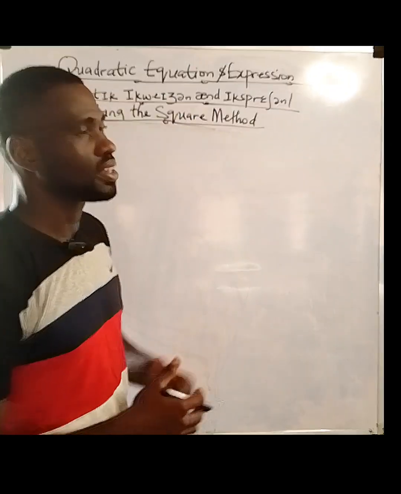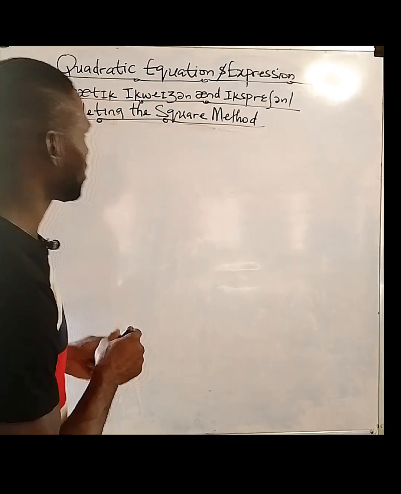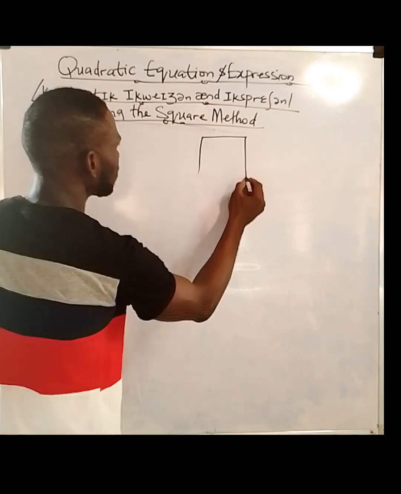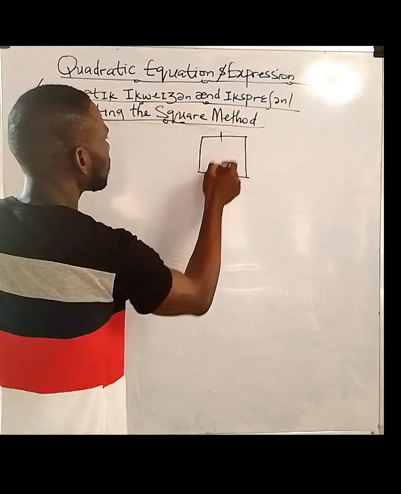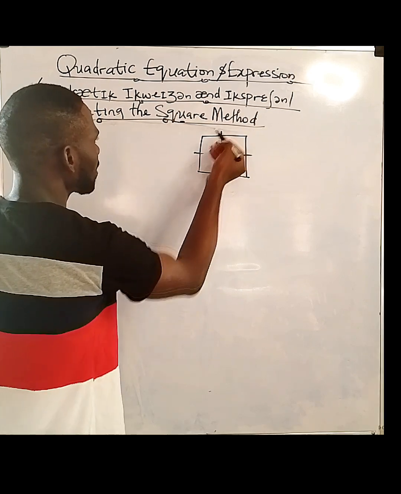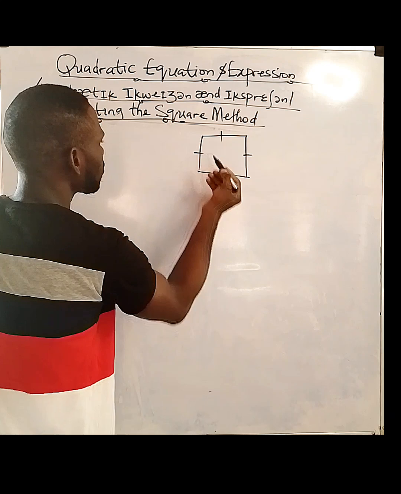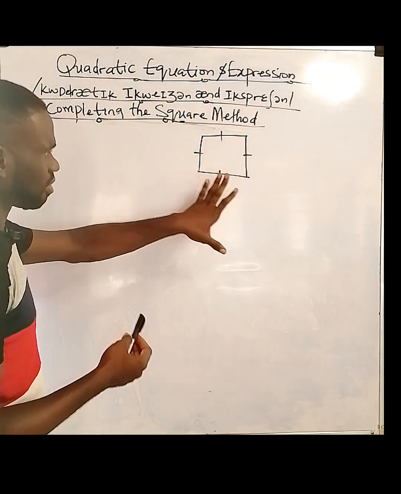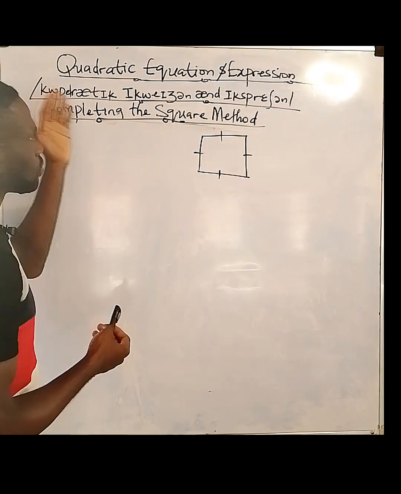Completing the square method. Now when you look at this very method, when we talk about a square, what's a square? A square is one of the major quadrilaterals that we have. When you look at a square, all the sides are the same. A square has equal sides. So if this is 5 centimeter, we have 5, 5, 5 all through. So how do we connect this with quadratic equation?